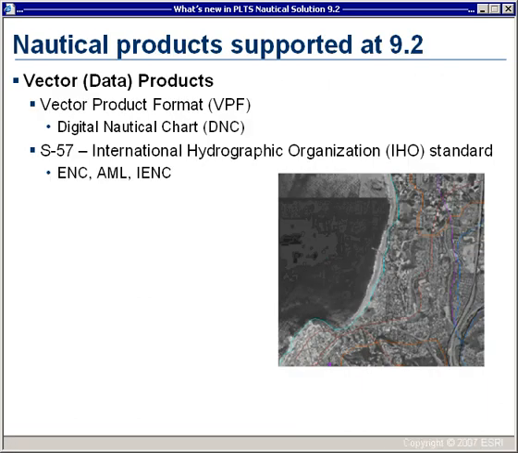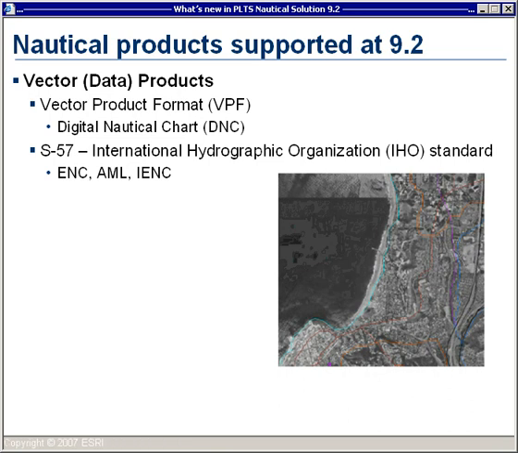With the release of the PLTS for ArcGIS Nautical Solution 9.2, several products are supported. With the VPF standard, or Vector Product Format, the Digital Nautical Chart, or DNC production, is fully supported. This format is mainly used by the United States National Geospatial Intelligence Agency, or NGA for short. S57 is the International Hydrographic Organization, or IHO, transfer standard for digital hydrographic data.